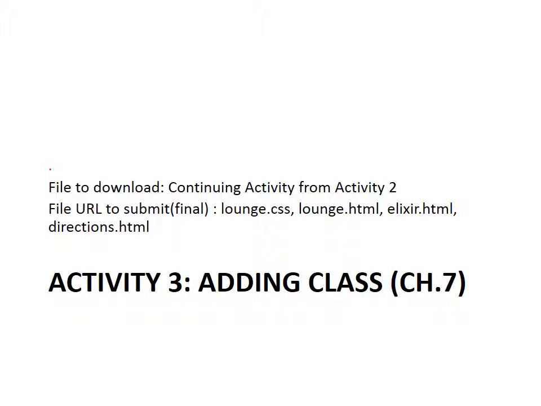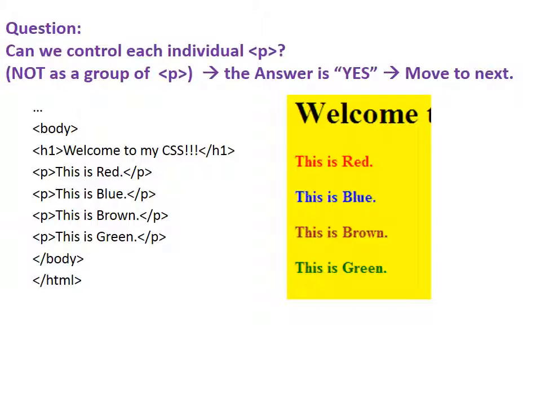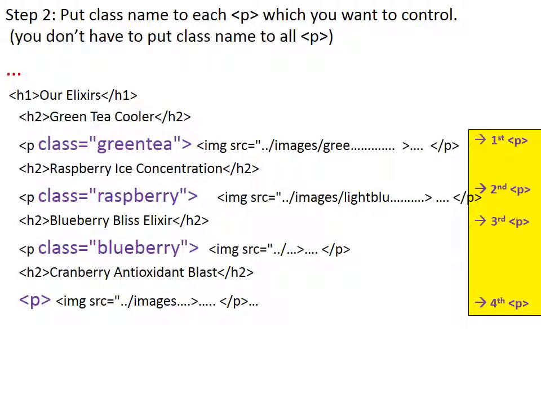In this activity, you will control each individual paragraph with each class name. If there are several paragraph elements, you may want to control each paragraph element differently. As an example, each paragraph element may have a different color. To control each of them, you should use class property for each of P in the HTML file. If you do not specify class, then that P will follow upper element settings and default settings.